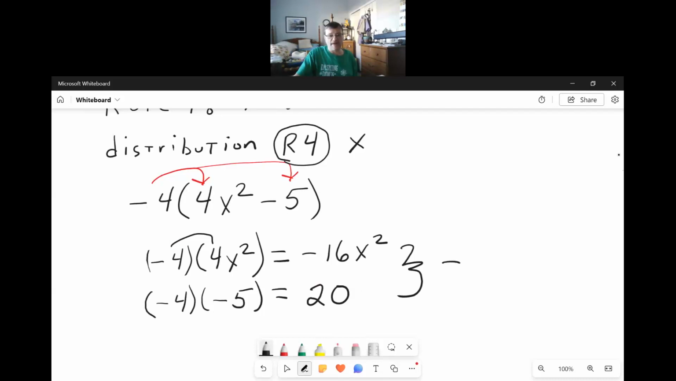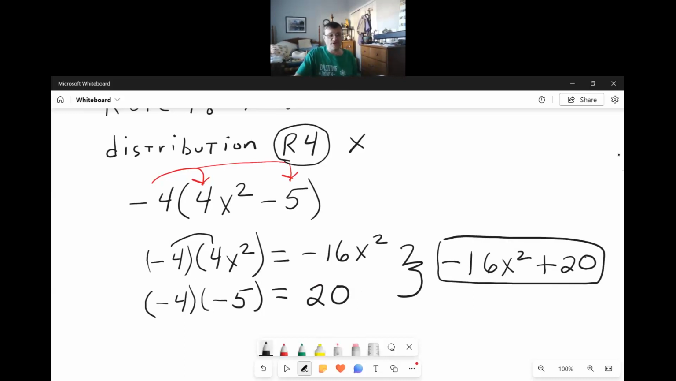Lastly, just put them together as an expression. So this is negative 16 x squared. And then 20 is positive, so put that plus sign there, plus 20. So that's a successful distribution with this negative 4 with the stuff inside the parentheses. Now, if we had 3 terms inside the parentheses, then we would multiply whatever we have outside here by the 3 terms, and then put it together and take on the second part of the problem.